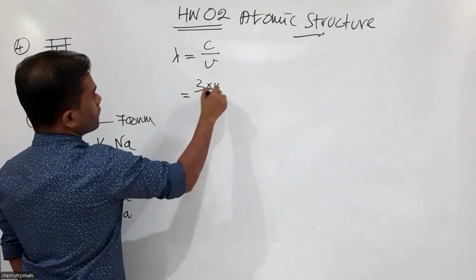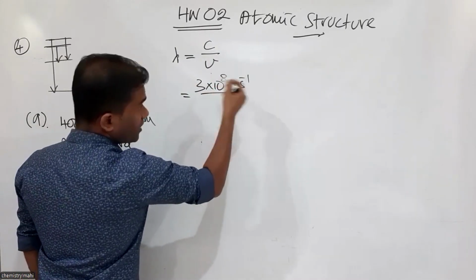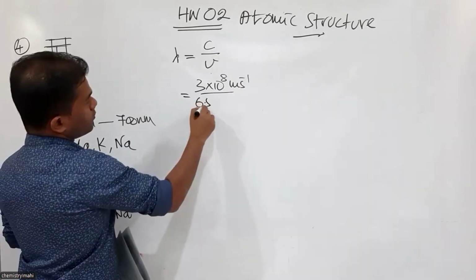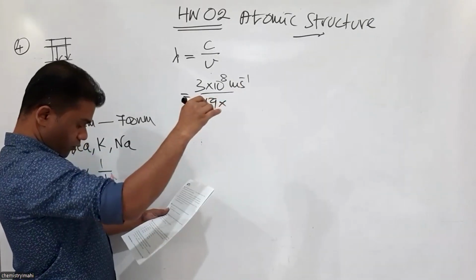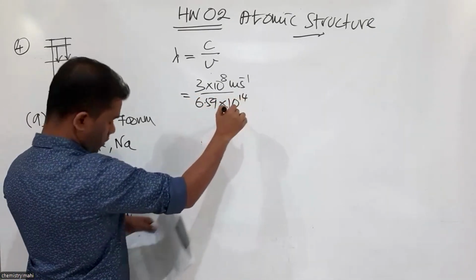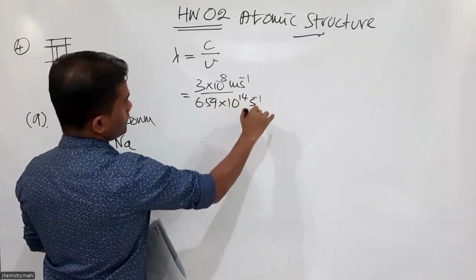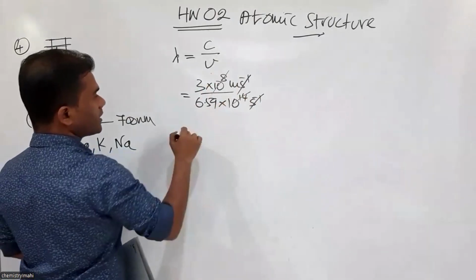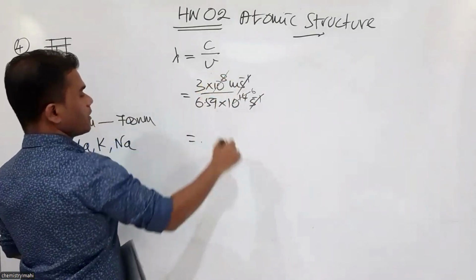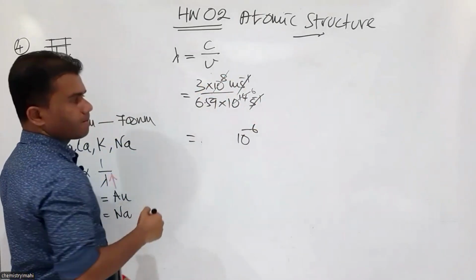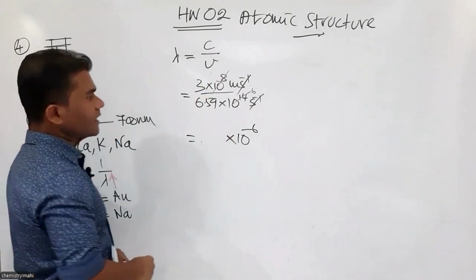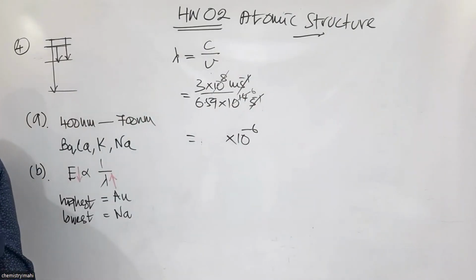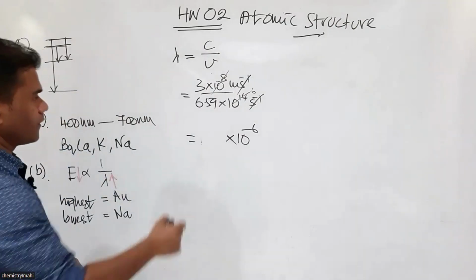c is a constant, 3 into 10 to the power of 8 meter per second, and nu is given like 6.59 into 10 to the power of 14 per second. The per second cancels, then 10 to the power of 8 and 14 combine, and we get 10 to the power of minus 6 into 3 divided by 6.59. Let's go for the exact value: 0.4552.